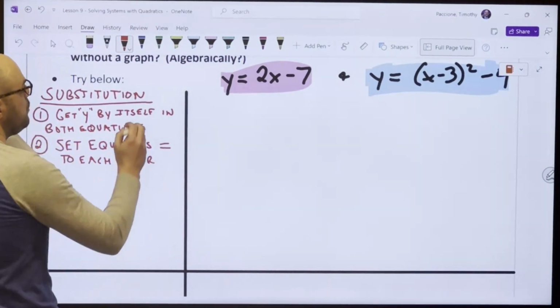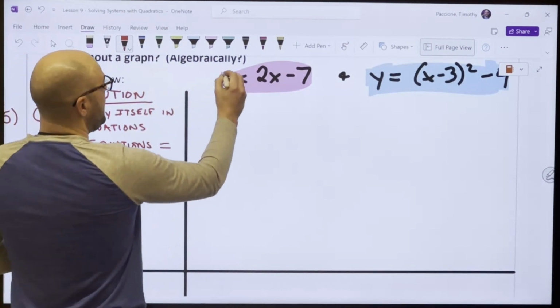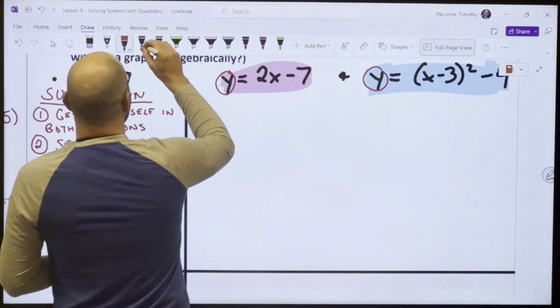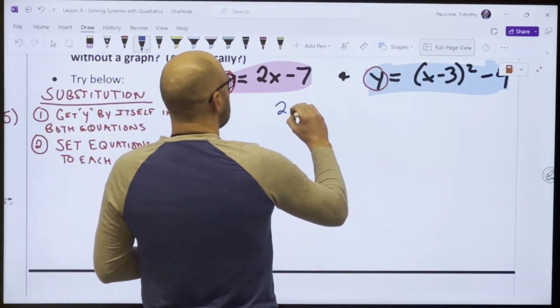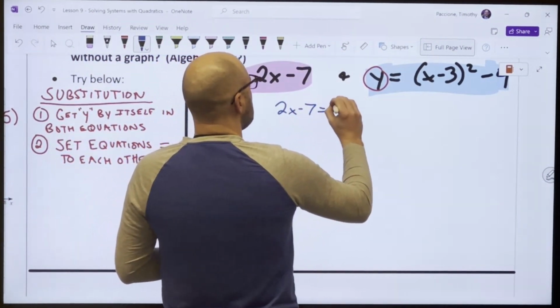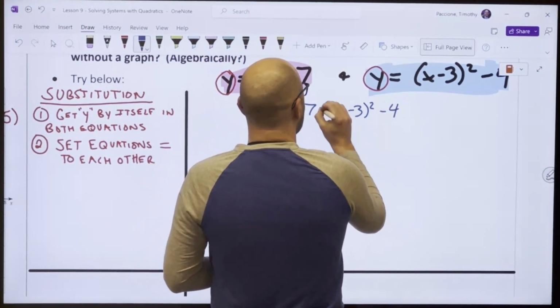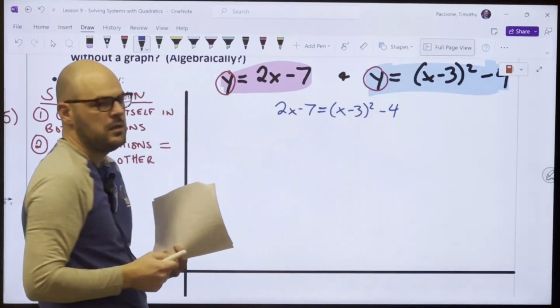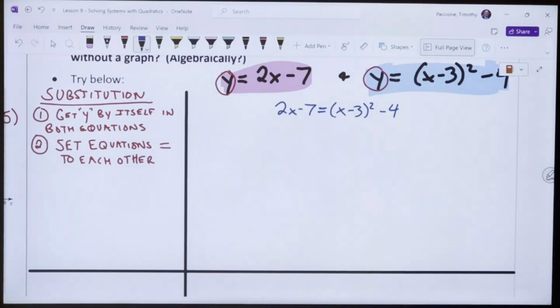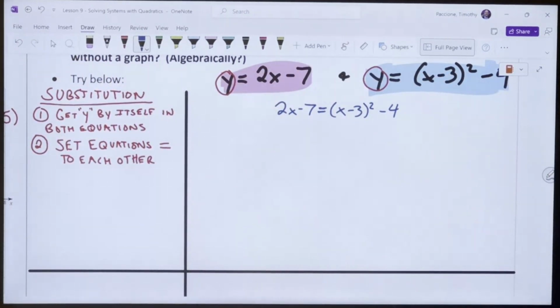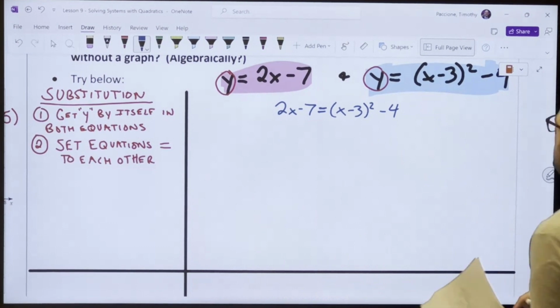So what does that look like? Well, if I know this is y and I know this is y, then that is equal to that. So I can say 2x minus 7 equals (x minus 3) squared minus 4. Well, why do that? What have I gotten rid of? The y. So now I can just solve for x, right? Well, how do we solve for x? You'll see. We already know how.